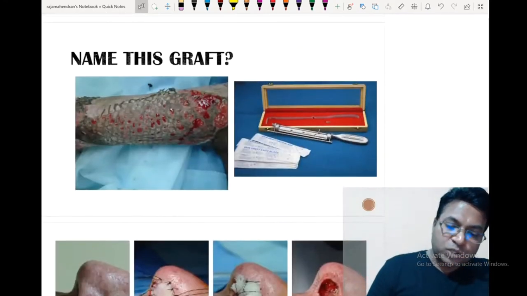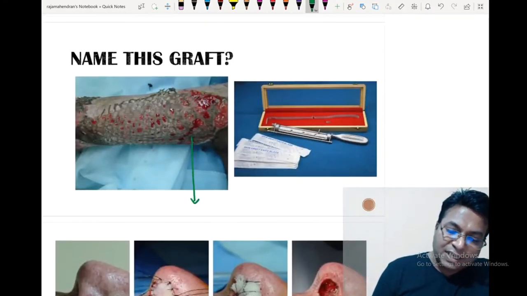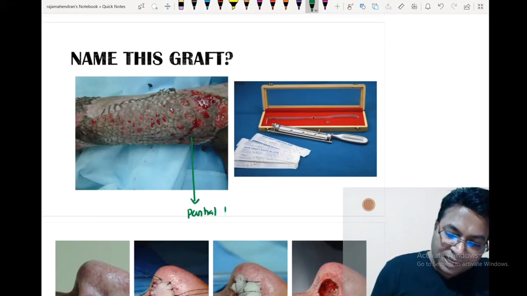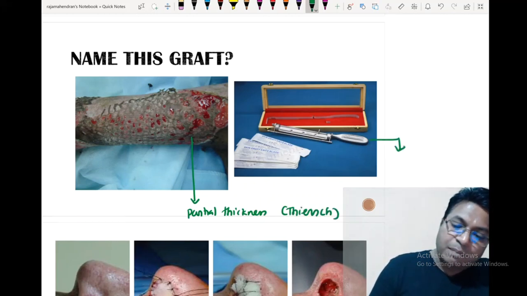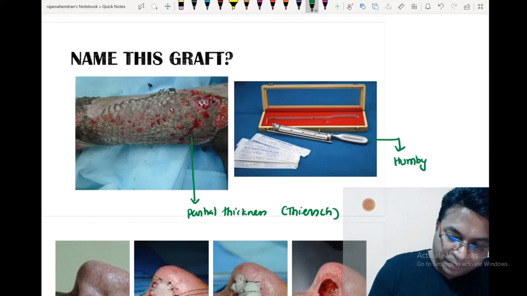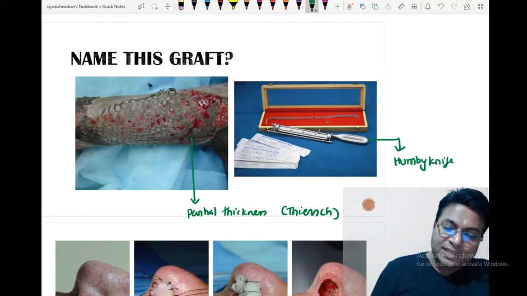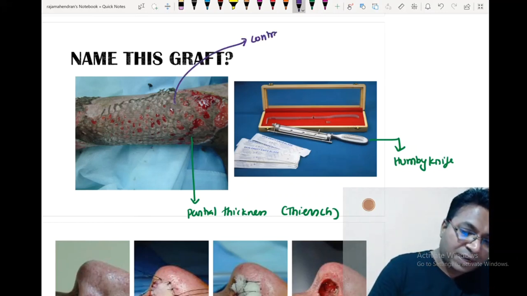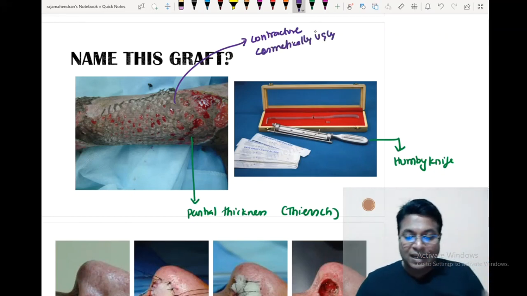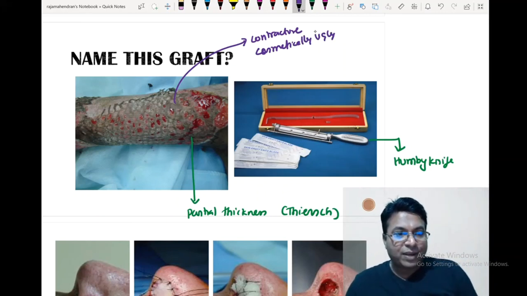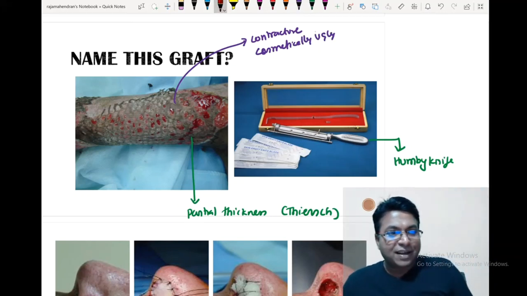So this question is a picture showing a partial thickness graft. Please don't forget, this is a partial thickness graft, also known as Thiersch graft. It is done with the help of this knife known as Humby knife. With the help of this knife only we take this partial thickness graft. The major problem with this graft is it can go for contracture and it will look cosmetically ugly. That is a problem with Thiersch graft. Okay, it will go for contracture.